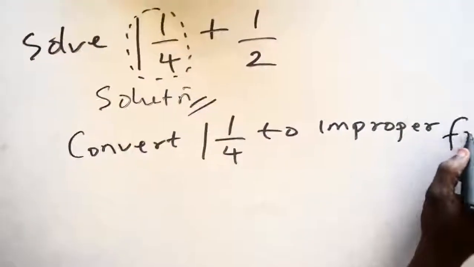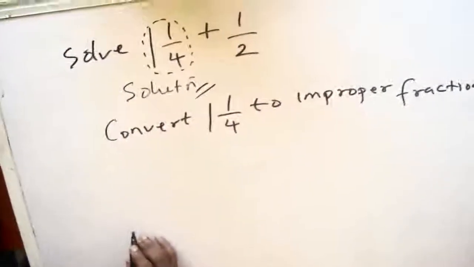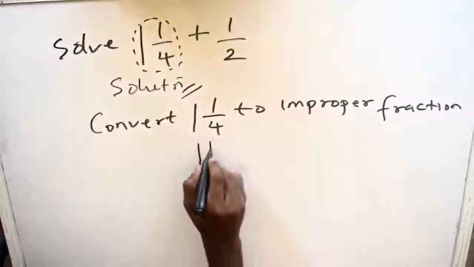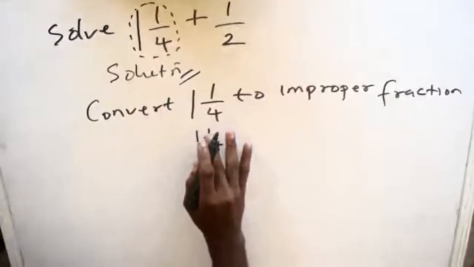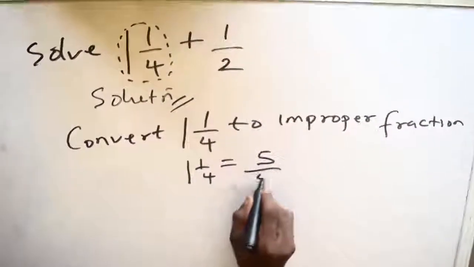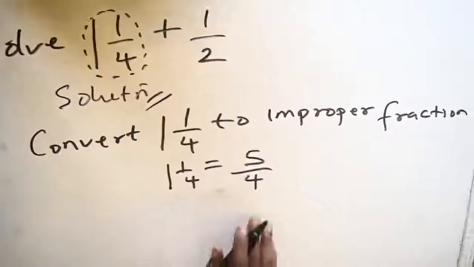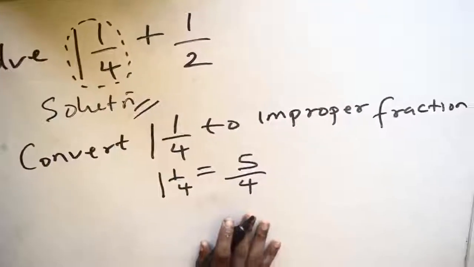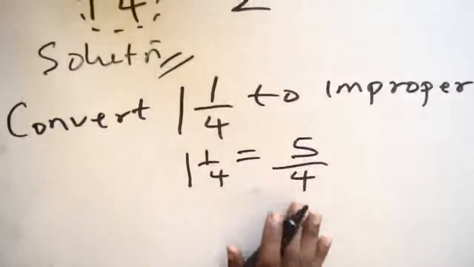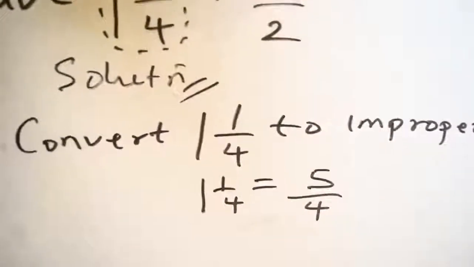When you convert it to improper fraction, you are good to go. So here, 1 whole number 1 over 4 is the same as writing 5 over 4. Please, if you don't know how to convert from mixed fraction to improper fraction, I have a video on YouTube for that. Go and look for it before watching this video.